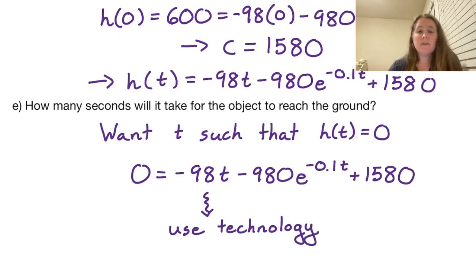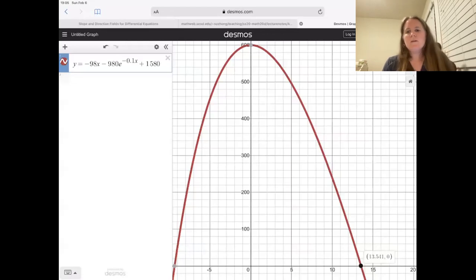And find where this equation crosses the x-axis if we set h or y equal to what's on the right. So I'm going to pause and switch over to technology, and then I'll show you what I get. Well, here I'm using an online graphing calculator, Desmos, and I typed in the equation using y and x instead of the variables we started with. I had y equals negative 98x minus 980 e to the negative 0.1x plus 1580.